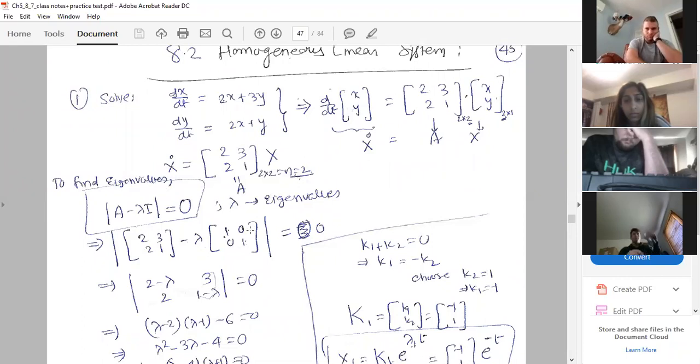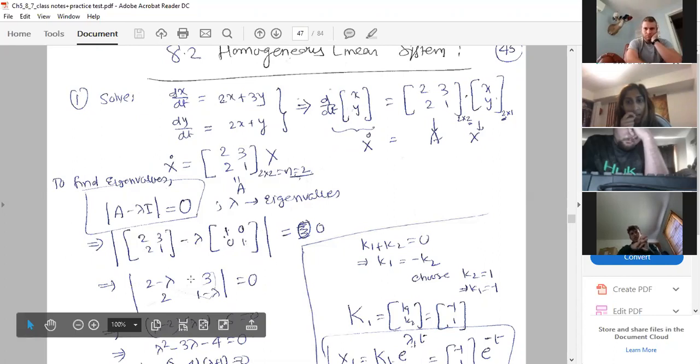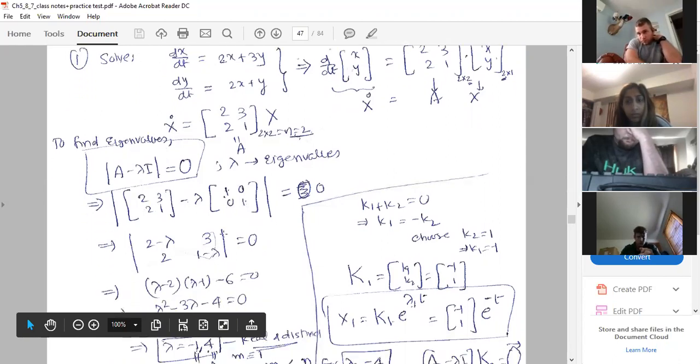Multiply this lambda with this matrix. The constant is to be multiplied with each element over here. So here it is lambda, here it is lambda. Subtract it. So 2 minus lambda, 3 minus 0, 2 minus 0, 1 minus lambda. So I'm getting this form.